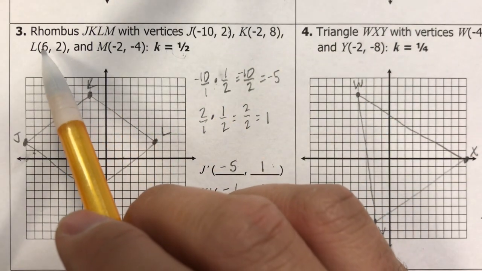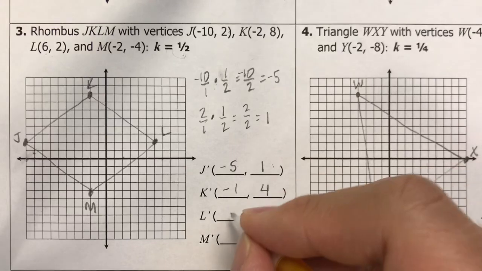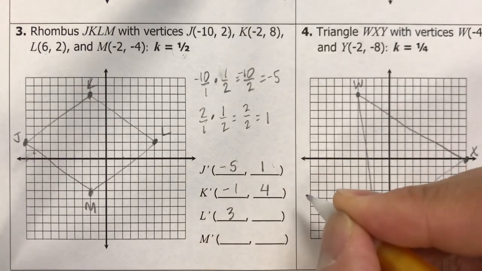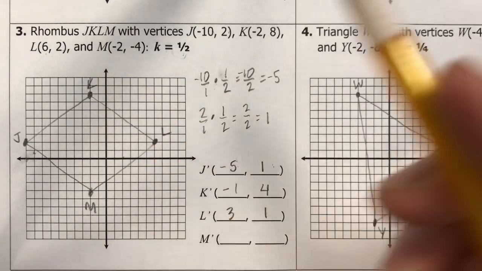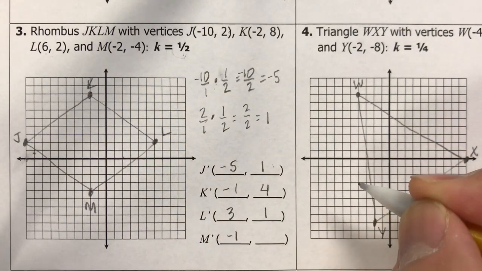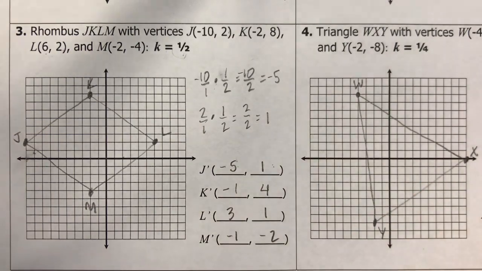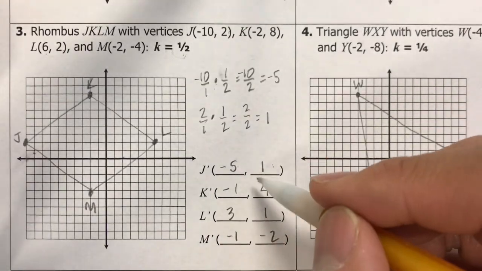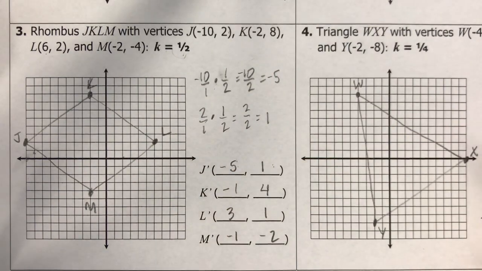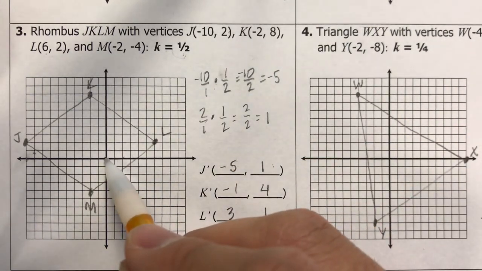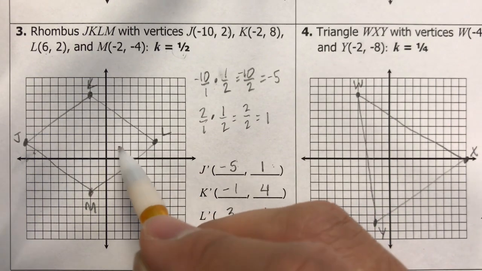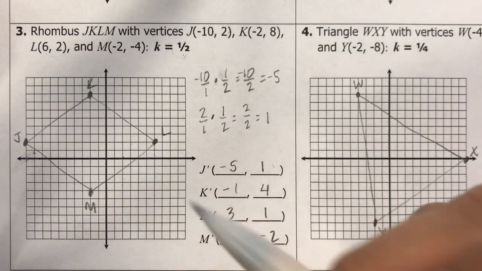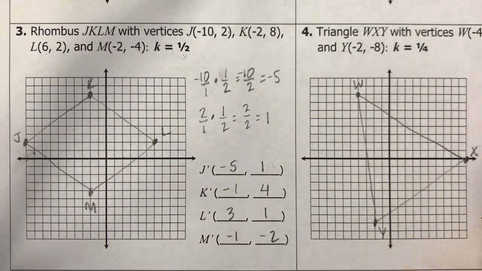So L prime, I'm going to take half of 6 and half of 2. Half of 6 is 3, half of 2 is 1. And then for M prime, half of negative 2 is negative 1, and half of negative 4 is negative 2. And then we could plot those points, and you would see that the distance from the origin to the pre-image, and then from the origin to the image, is half the distance. So you would only count half.